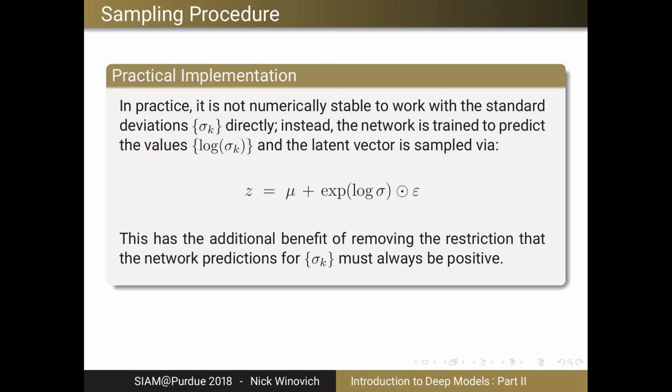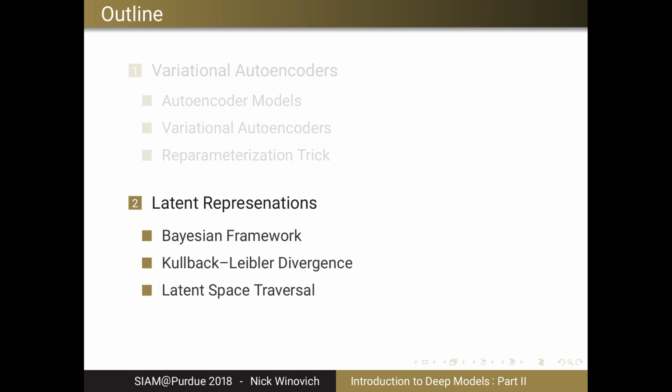Though certainly it is possible. But really this is for stability, and we can just apply it by applying the exponential function to this log sigma, which is the direct output of our layer, then multiplying that by a random sample and adding it to our mean. So that's the implementation that we'll use, for example, in the GitHub code.